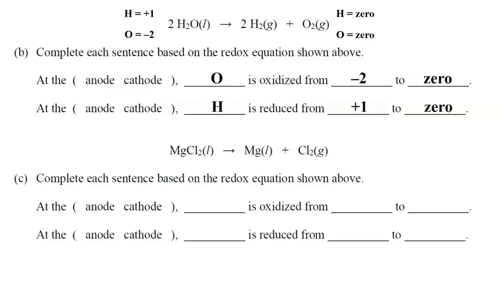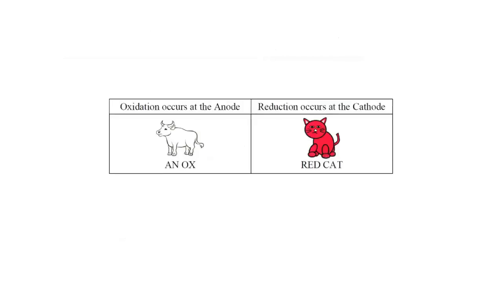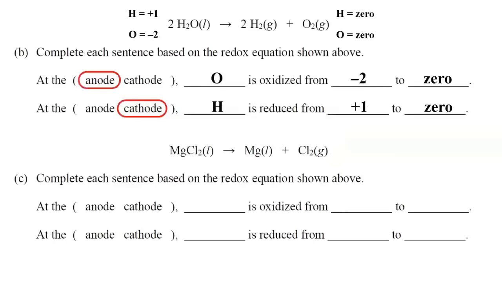Now, I showed you that mnemonic device earlier to remember which type of reaction happens at which electrode. And that was AN OX and RED CAT. So anode, oxidation, reduction, cathode. So at the anode, oxygen is being oxidized from -2 to 0. And at the cathode, hydrogen is reduced from +1 to 0.